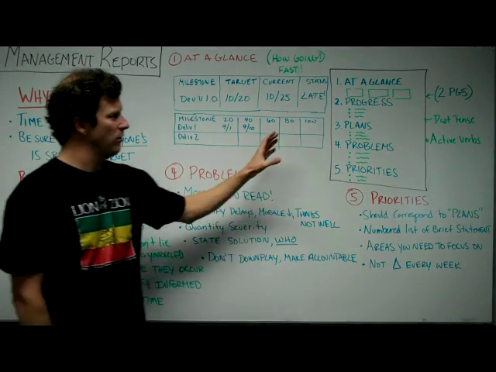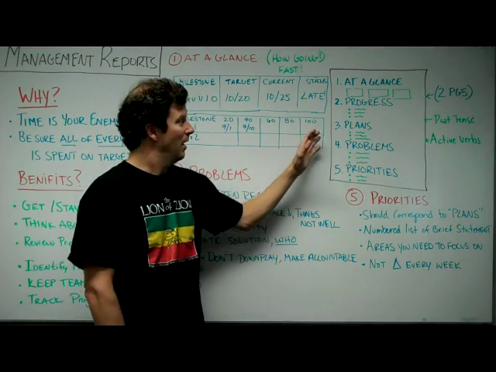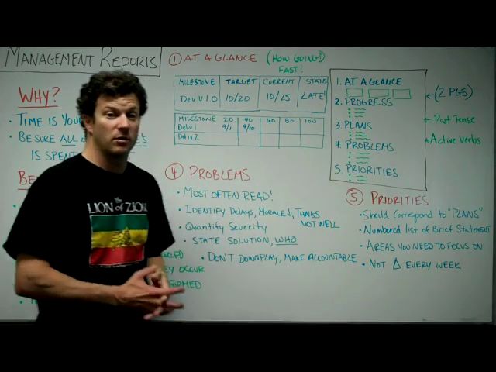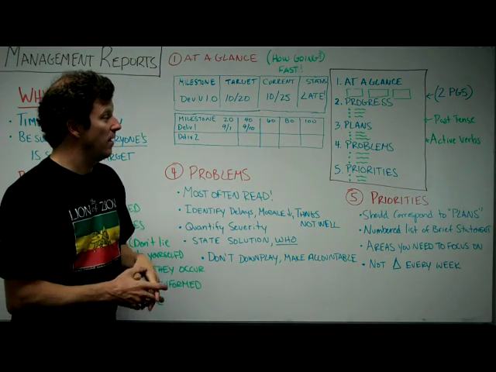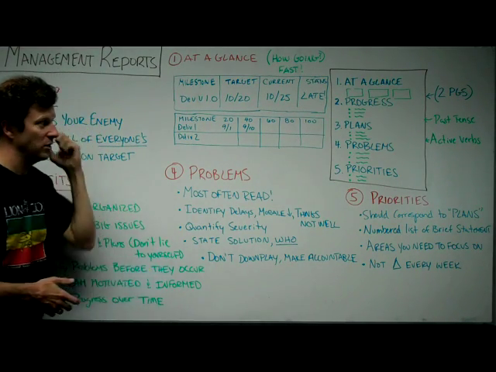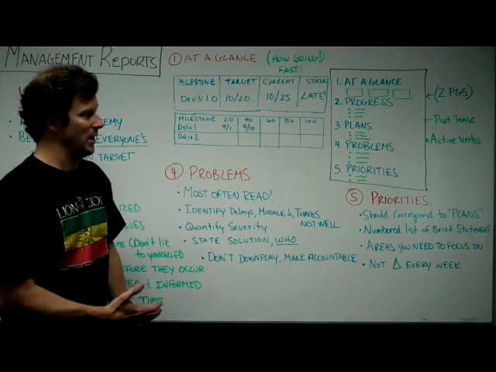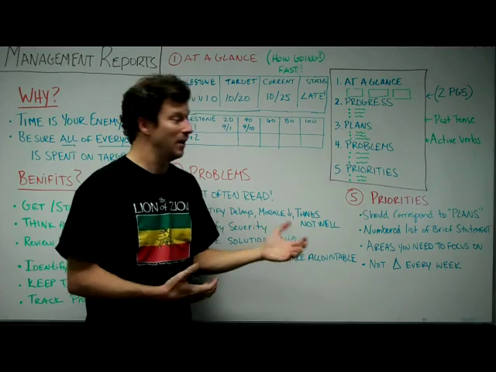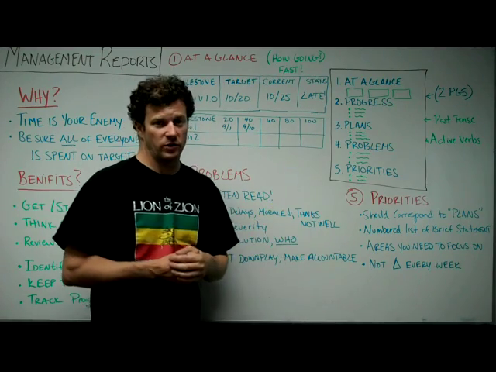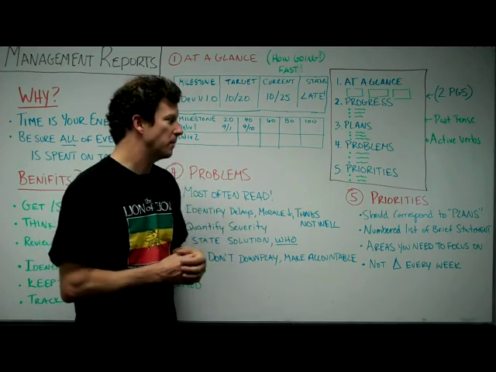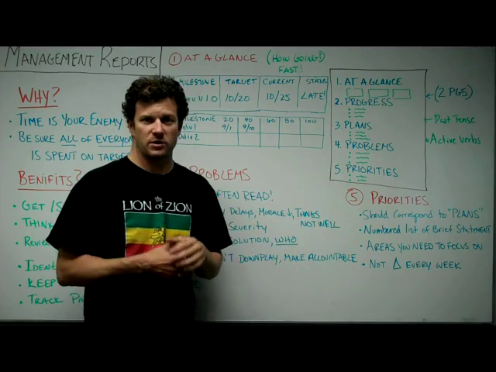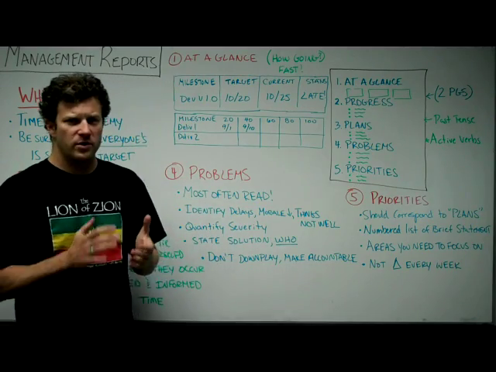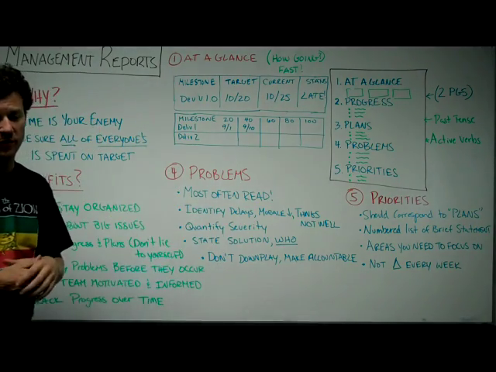So remember, this is sort of what the management report looks like. You've got at a glance, which will have these little graphical indications of how you're doing on your individual tasks. You'll have a progress section, which will typically be bullet points, which will talk about what did I do last week. You'll have a plan section, which will essentially say, what am I going to do this week? You'll have a problem section, which is sort of self-evident, what am I struggling with and where are my problems? And then you'll have a priority section that says, what are the big important things that we're supposed to work on? So this should be relatively easy to do, management reports every week.